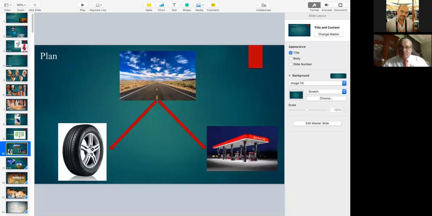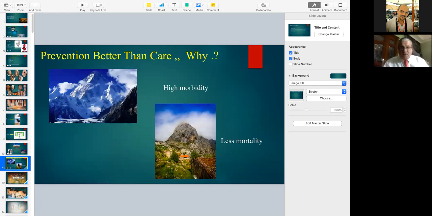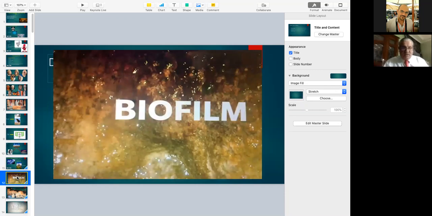We also always talked about the plan. In the plan to be safe, you check the tire, you check the station, and during your TKR, you always plan that your surgery will end without this complication, so there is less complication, less morbidity, and less mortality.